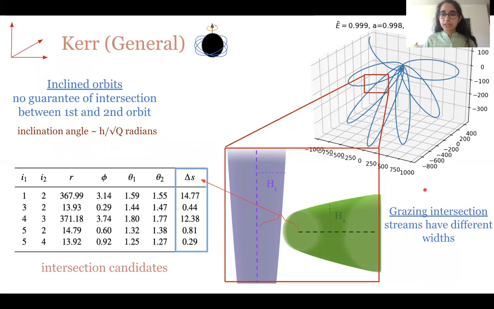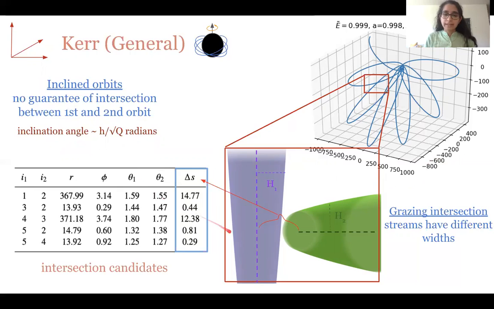If the streams were just lines, intersection would never happen because they would always grow apart from each other as the inclination angle theta changes. Theta here is a measure of how inclined those orbits are in 3 dimensions.